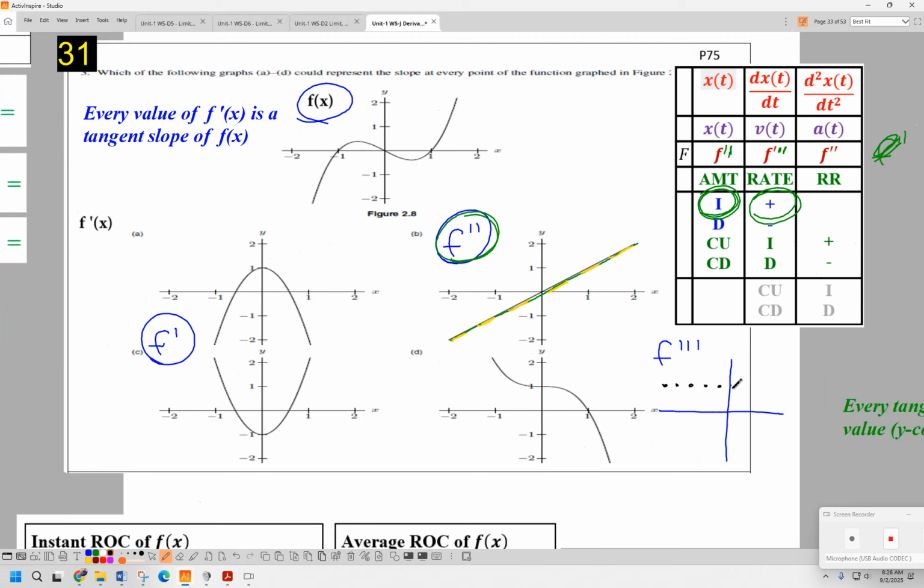So every y coordinate here is a positive number. And so this is what you're saying, right, Tom? Yeah. That f triple prime would look like that. It's perfect.